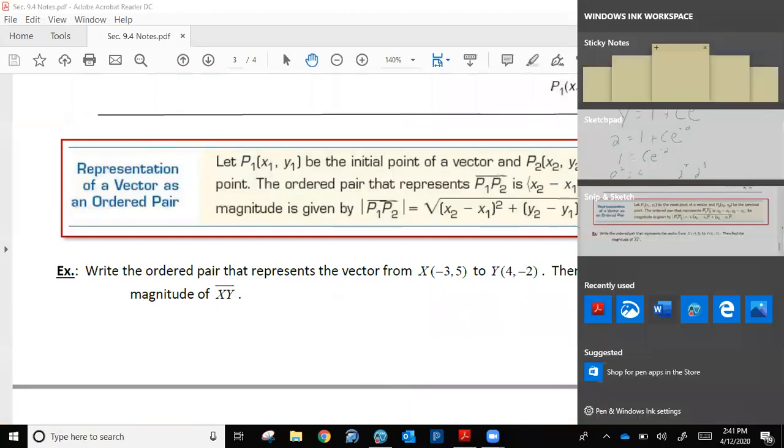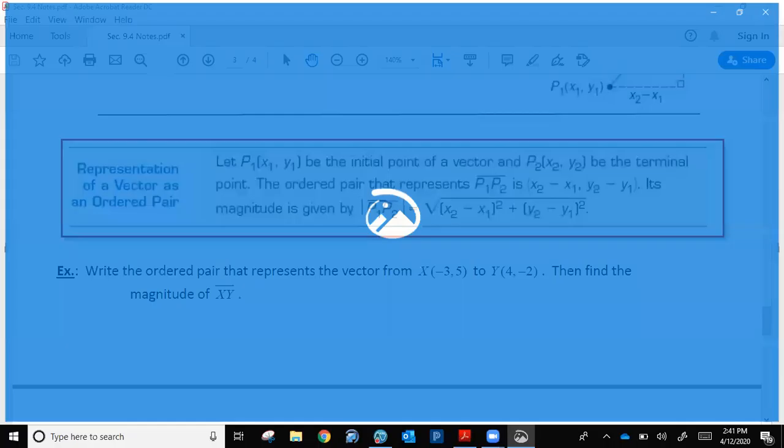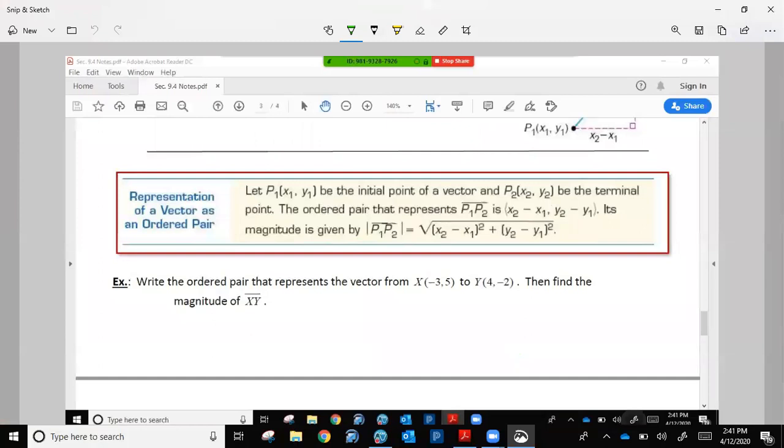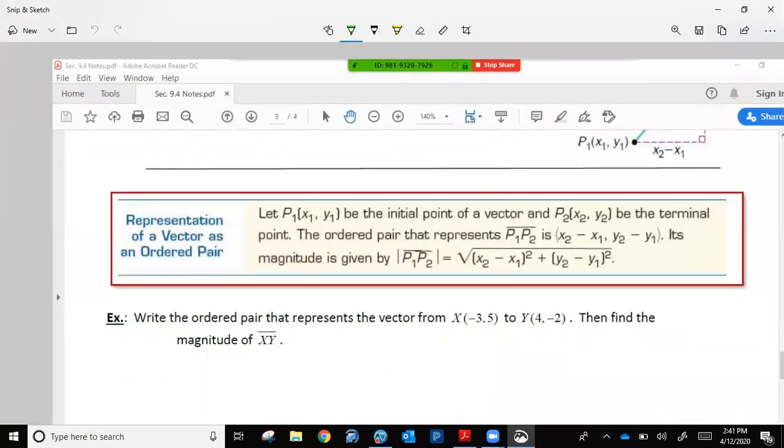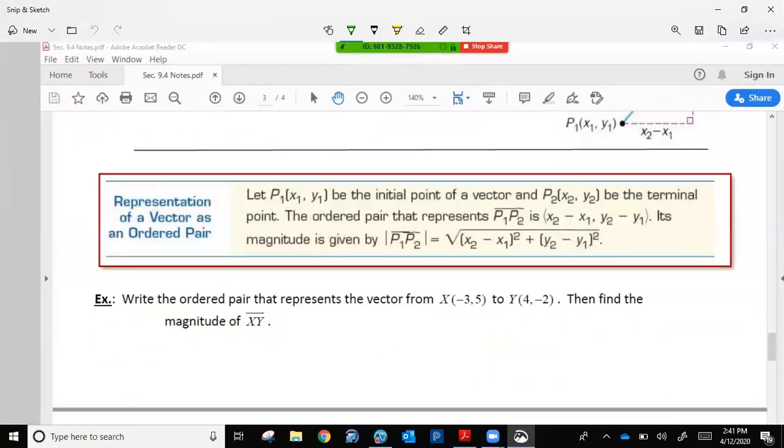So now we're given point X, (-3, 5), point Y, (4, -2). What is the vector between those points, and what is the size? What is the magnitude of that vector? So again, these are points. Those are not vectors. Those are dots on a grid. And I know they're points because you have a parenthesis around those numbers.